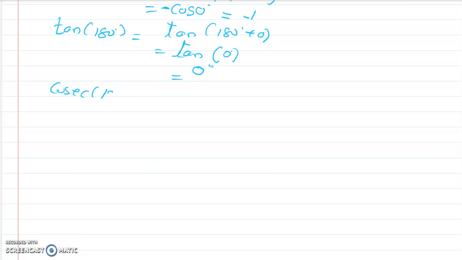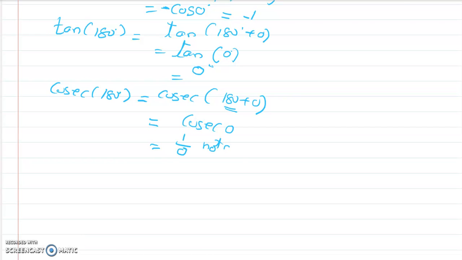Similarly, cosec of 180 degree. You can also write it as 1 by sine 180, or you can find out the ratio for this. Cosec of 180 plus 0. 180 is an even multiple of 90 degree. So cosec remains as cosec 0. You know sine 0 is 0. So cosec 0 will be 1 by 0, or you can say it is not defined.